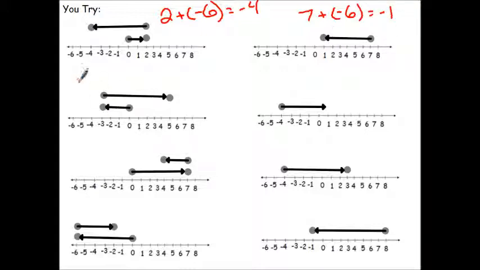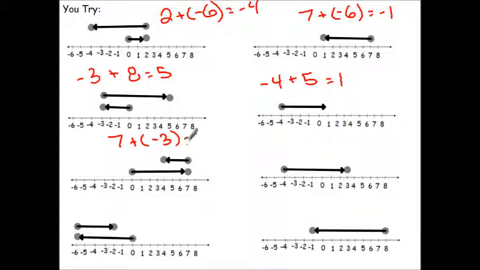This one's going to be a negative 3 plus 1, 2, 3, 4, 5, 6, 7, 8. And that ended on 5. This one's going to be a negative 4 plus 1, 2, 3, 4, 5. And that ended on a 1. This one's going to be a 7 plus a negative 1, 2, 3. And that ended on a 4. This one's a negative 4 plus 1, 2, 3, 4, 5, 6, 7. And that ended on a 3.